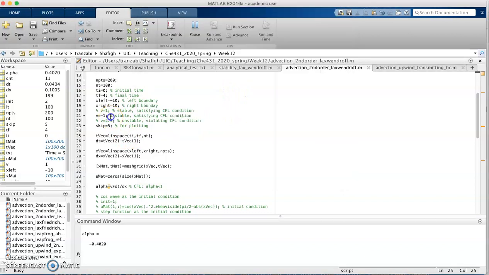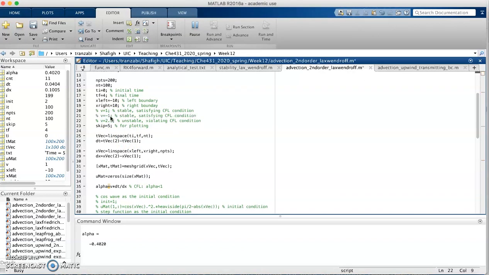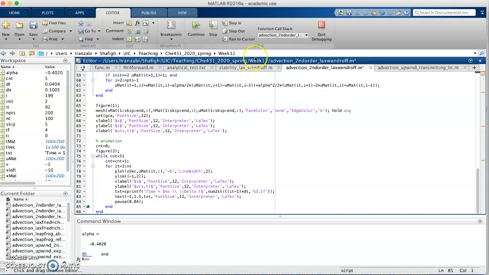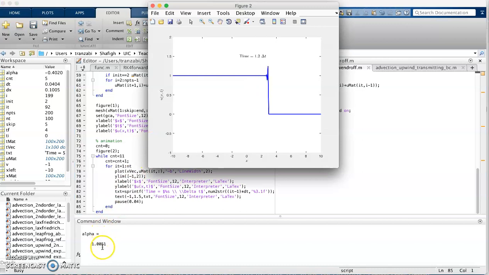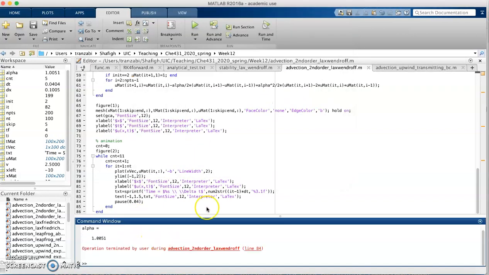Now let's increase the velocity to something which leads to an alpha bigger than 1. So I'm going to stop this and run it. Now you see alpha is slightly bigger than 1, and you begin to see the oscillations grow in time. If you run this for a longer time, those oscillations will dominate the solution and you don't get anything out of it. So this proves that the condition on stability, alpha less than or equal to 1, is actually correct. Alright, I'm going to stop that before it kills my Matlab.